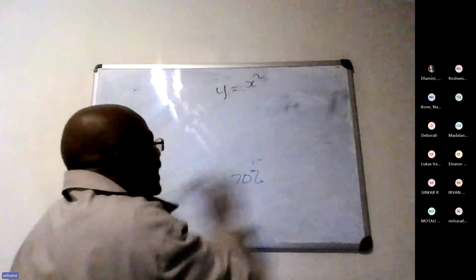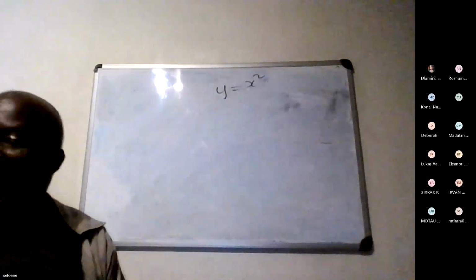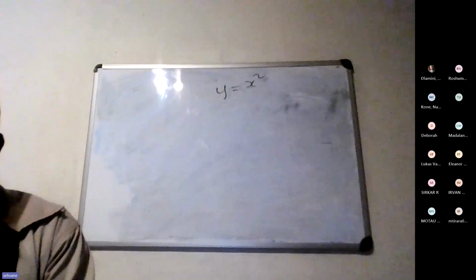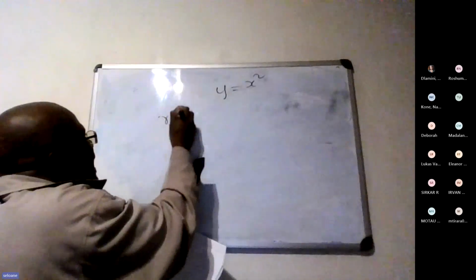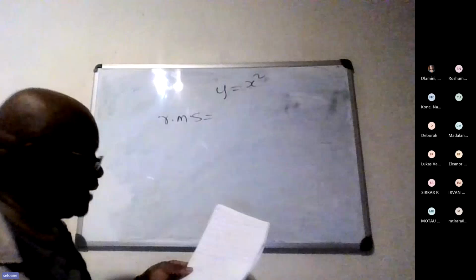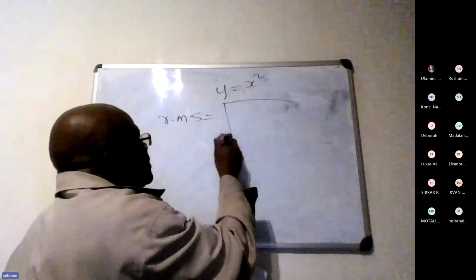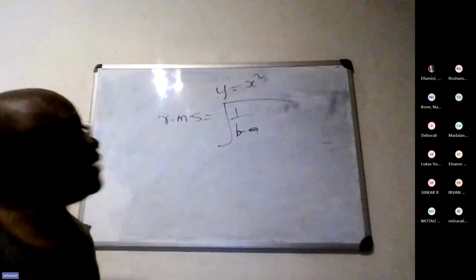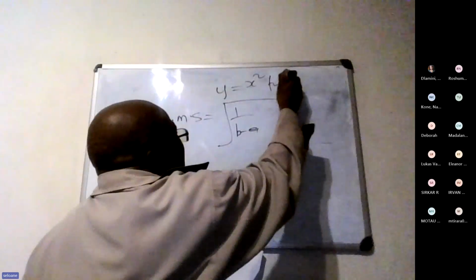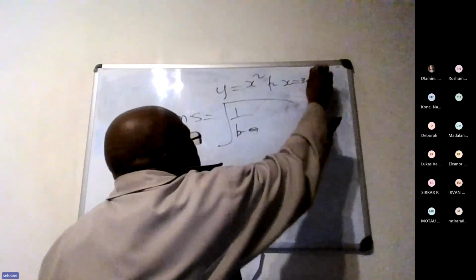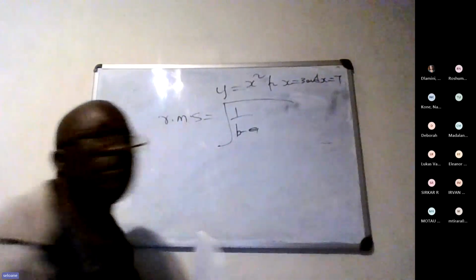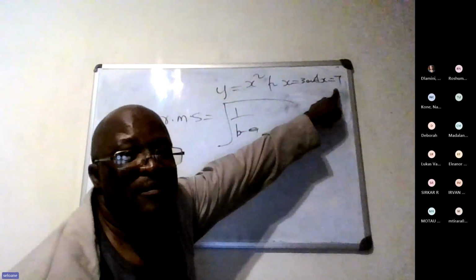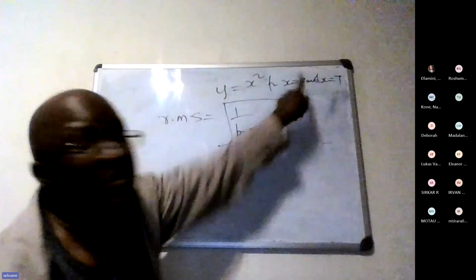Then that is under the root mean square. And the formula is there. What is root mean square? RMS is equal to the square root of 1 over B minus A. What is B minus A? We are going to say from where X is equal to maybe 3 up to X is equal to 7. So the B here is the upper limit and the A is the lower limit.